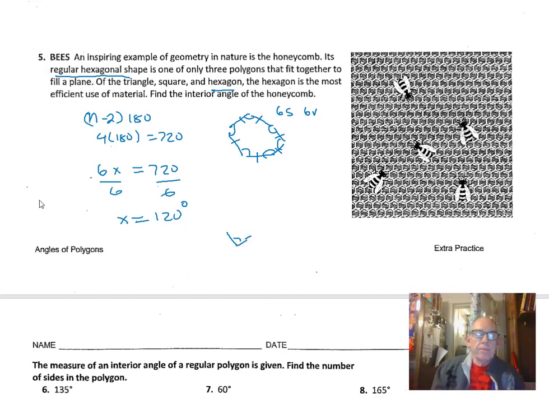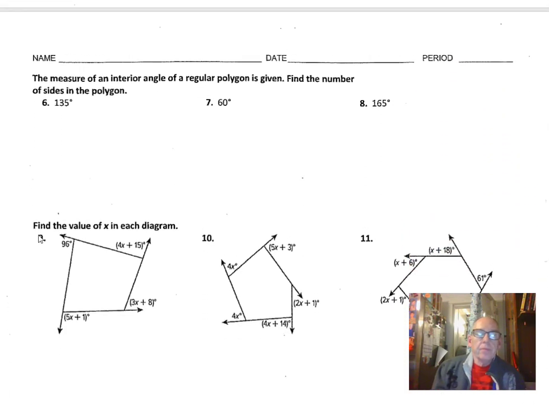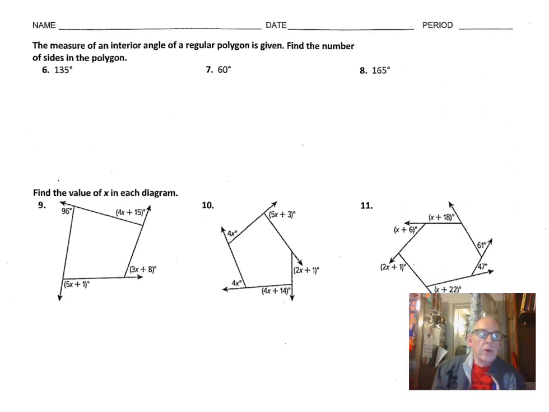Okay, let's look at the next problem. The measure of an interior angle of a regular polygon is given, and we find the number of sides. So here we have to kind of work backwards a little bit. So our formula is going to be, for a regular polygon, n minus 2 times 180 divided by n equals the degree of the regular angle. So for this one, it equals 135. We have to find out what n is.